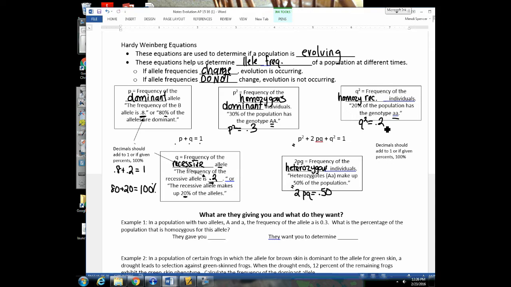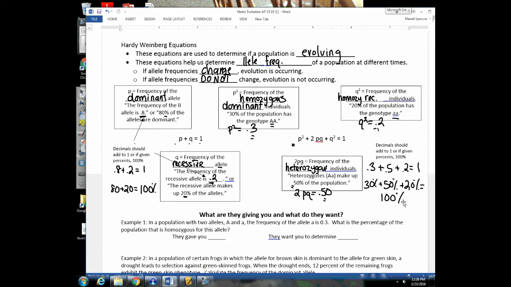Now, our decimals are going to have to add up to 1. So if we plug these numbers into the equation, if P squared equals 0.3, 0.3 plus 2PQ, which is 0.5, plus Q squared, which is 0.2, those should equal 1. Or if we turn those into percents, 30% plus 50% plus 20% should equal 100%.